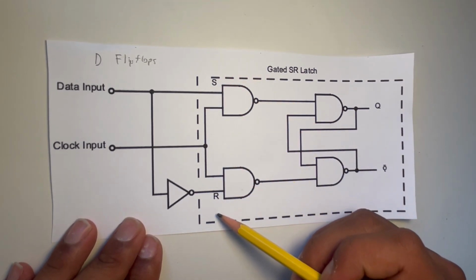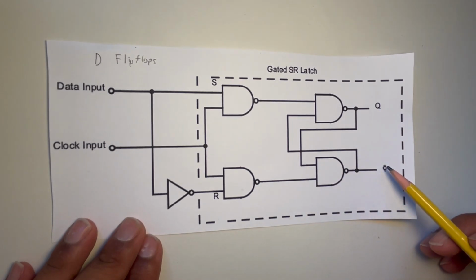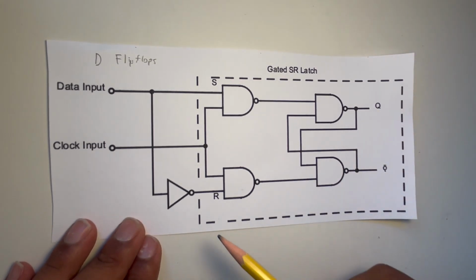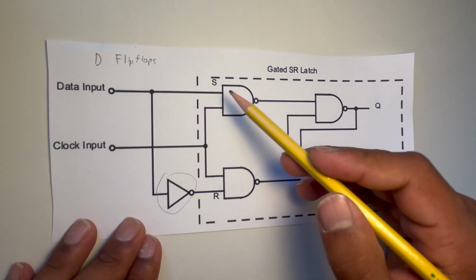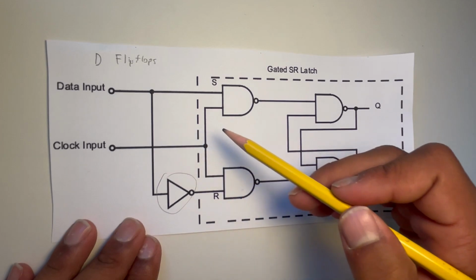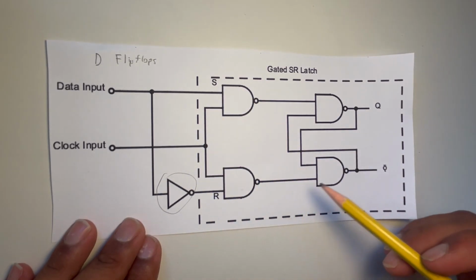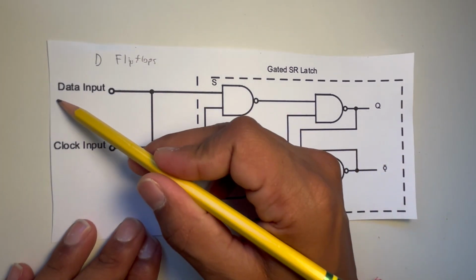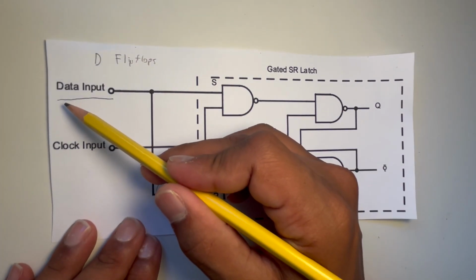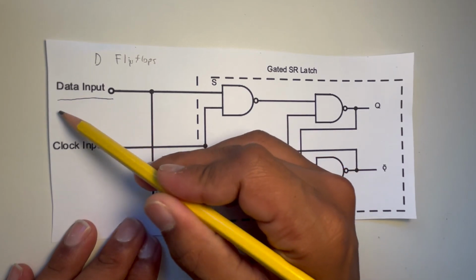And when both are high, it causes Q and Q bar to be in the same state, making it invalid. The D flip-flop solves this problem by containing an inverter gate between S and R. This means that S and R can never be the same, so there is no invalid state. It also allows the output of the flip-flop to be controlled by this data input. This also allows the output of the flip-flop to be toggled with just one data input.